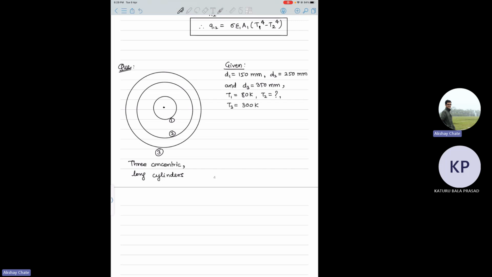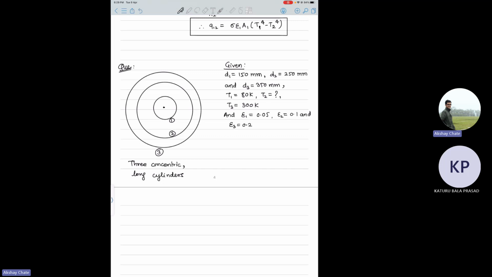So basically your outer cylinder is hot and the inner cylinder is cold, so there will be heat transfer from 3 to 1 because of the temperature difference. The emissivities of these surfaces are given as epsilon 1 as 0.05, epsilon 2 as 0.1, and epsilon 3 as 0.2. I'm not writing it, but they are diffuse gray surfaces.